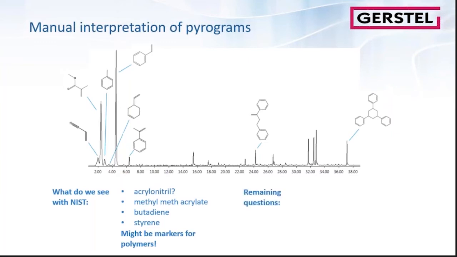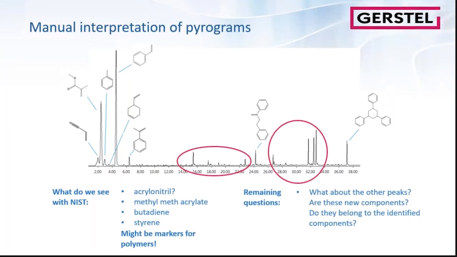But there are some remaining questions. First question would be, what is with all the other peaks? Are these new components, or do they belong already to the already defined or identified components? You remember, every polymer decomposes in several peaks, or the decomposition pattern always shows more than one peak. So all these peaks can belong to the already identified components, or they can represent new materials. That's the question here. So it doesn't help us. We have to identify these peaks if we want to go ahead manually.